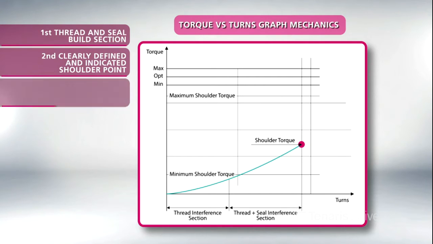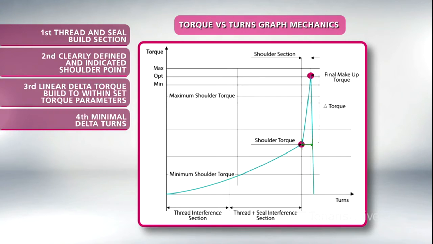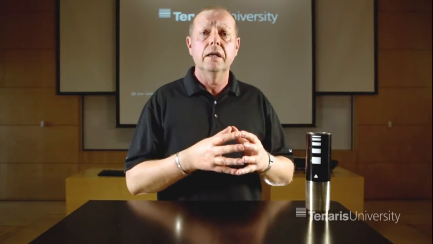Thereafter, there should be a linear delta torque build to within set parameters, those set parameters by the connection designer and the connection manufacturer, which should have a minimum and a maximum as explained. And along with that, there should be minimal delta turns. So those 4 component parts, individually and collectively, need to be analysed by the specialist.